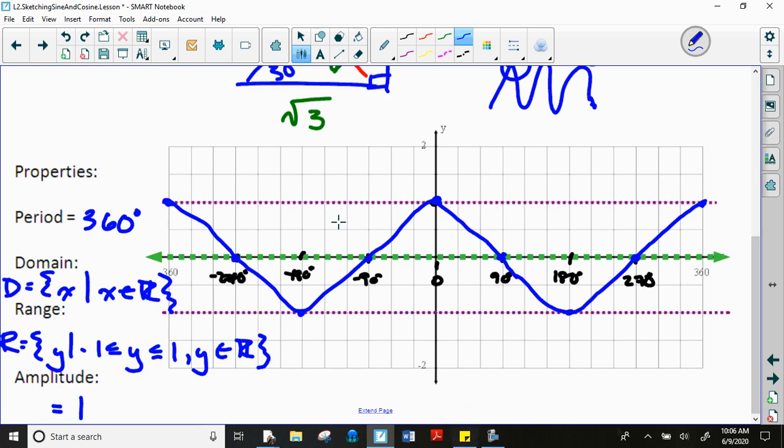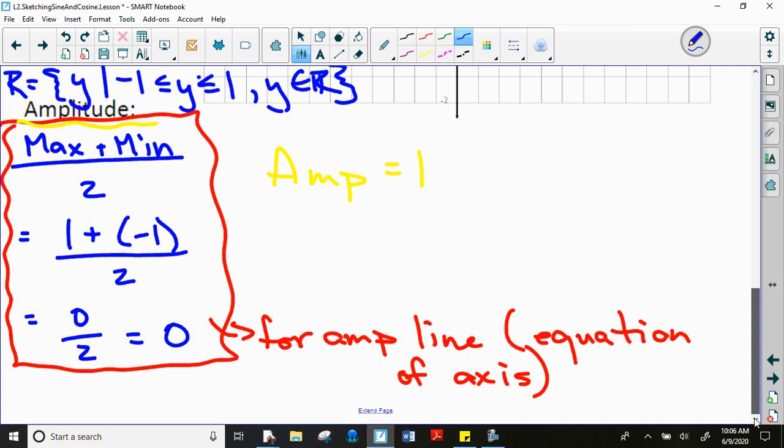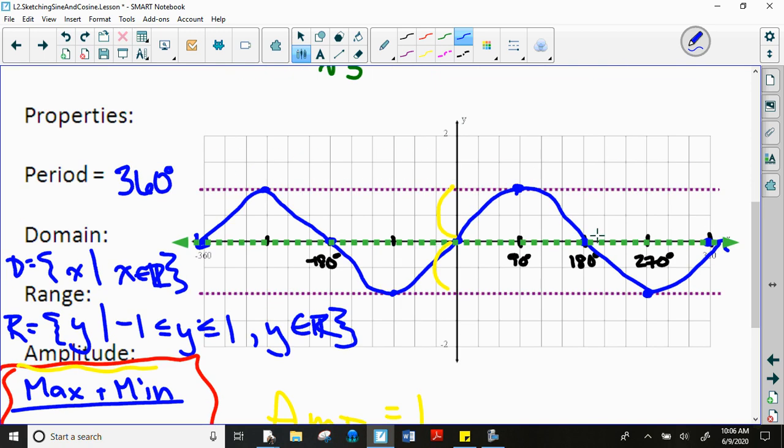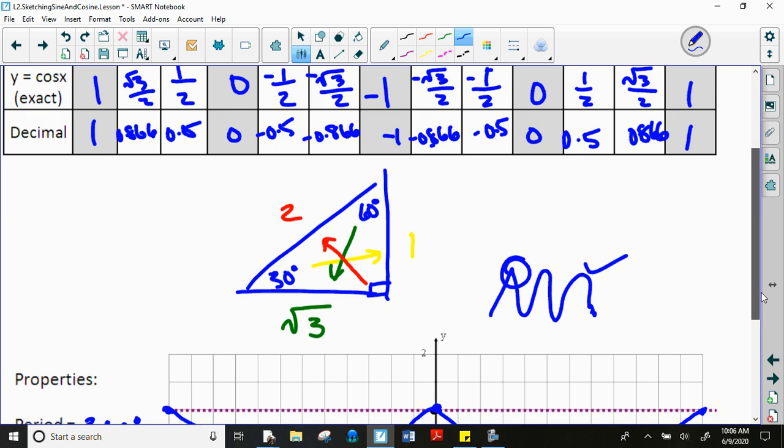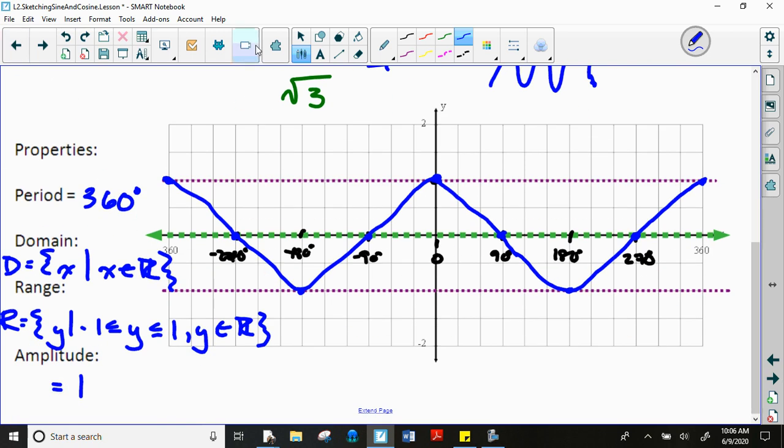Okay, there's our cosine graph. High, middle, low, middle, high. Sine graph: middle, high, middle, low, middle. Love it. Just wait until we start transforming these.